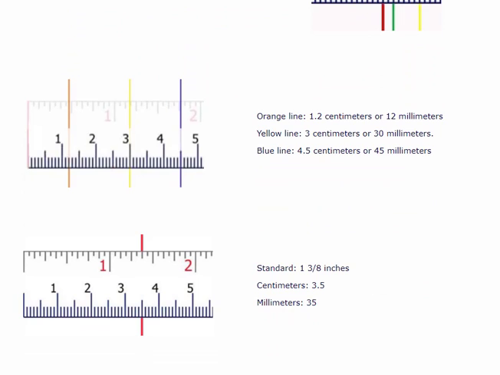Here are a few more examples. The orange line represents 1.2 centimeters or 12 millimeters. The yellow line represents 3 centimeters or 30 millimeters, and the blue line represents 4.5 centimeters or 45 millimeters.